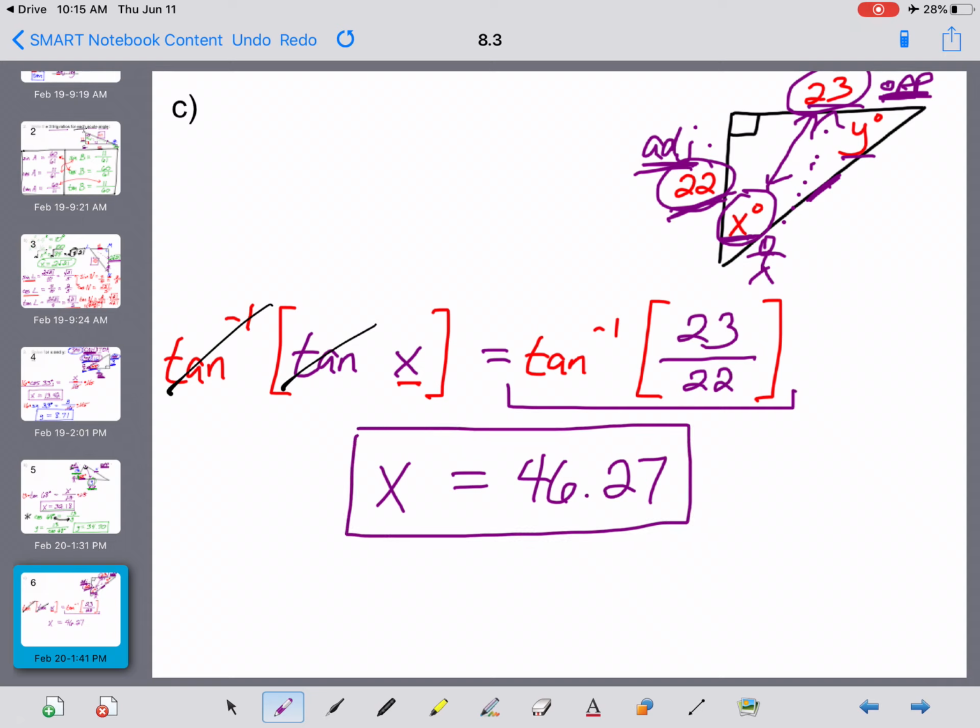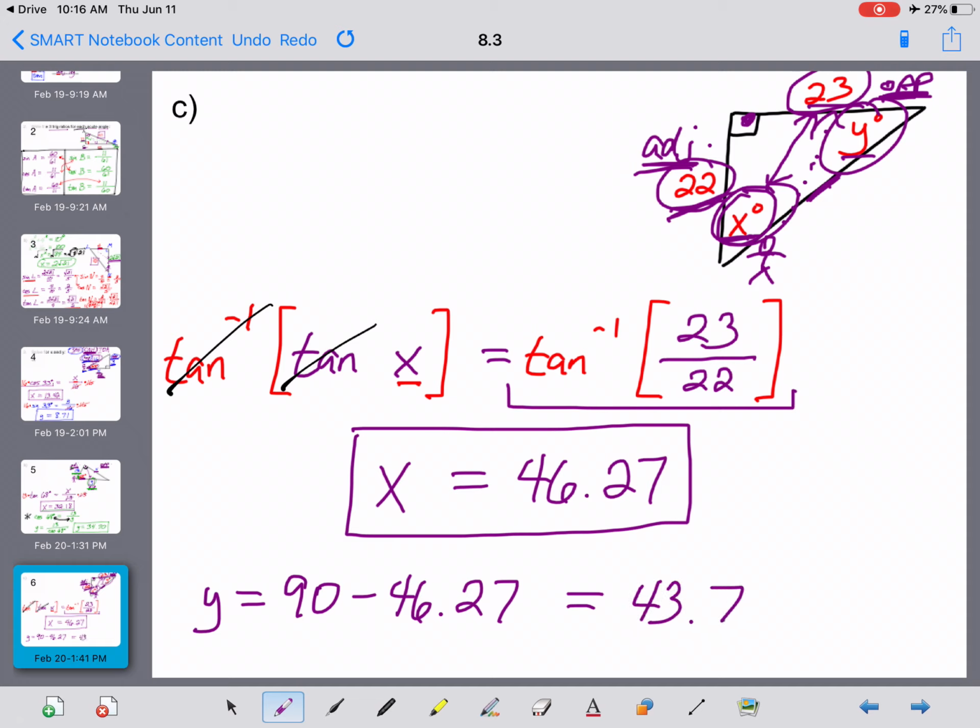And now, what I think you guys are going to feel really good about, I'm not going to make you do the trig again to solve for Y. We know that because this is a right angle here, we know that X and Y have to add up to 90 degrees. So if we want to find Y, and we already know the value of X, all we need to do is take 90 minus the 46.27 that we came up with just a moment ago. So in my calculator, I'm going to hit 90 minus 46.27, and that got me 43.73 for the value of Y.